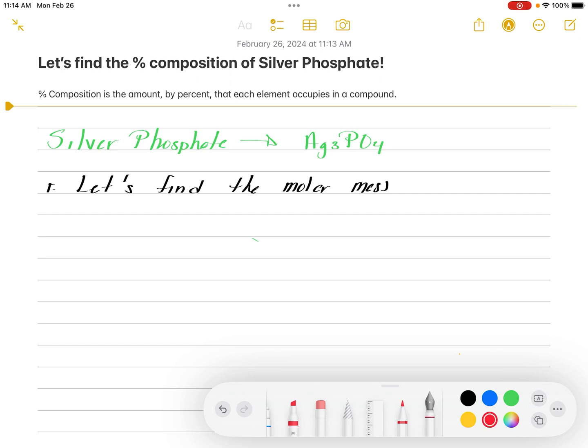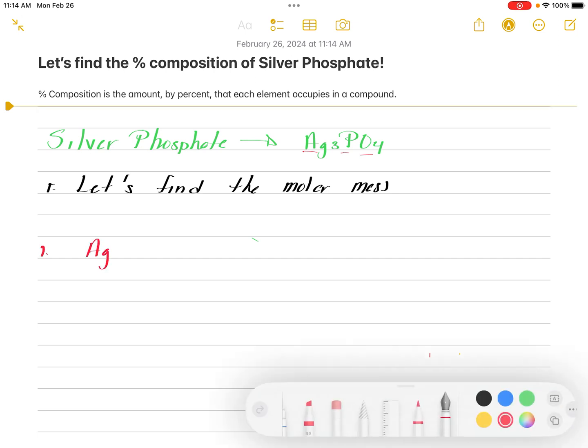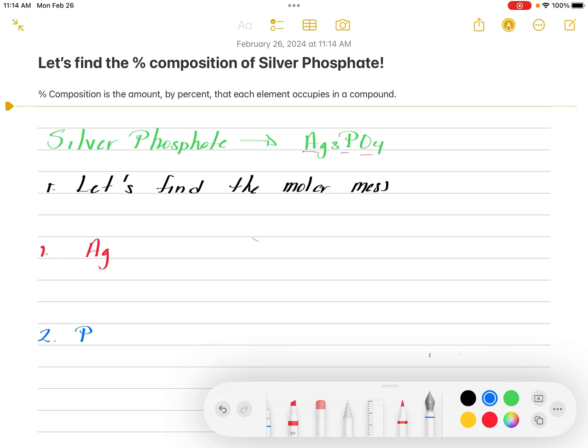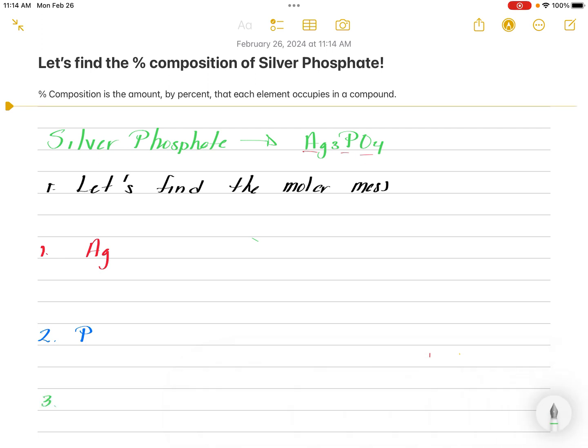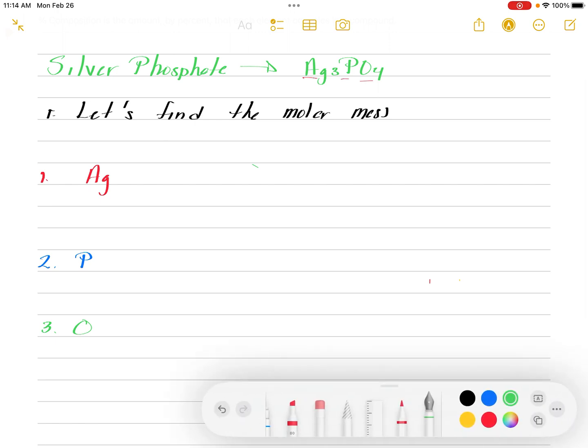So first thing in molar mass is we need to identify all the elements that are present. So element number one here that we're going to look at is going to be silver, element number two is going to be phosphorus, and element number three is going to be oxygen. So let's go ahead and start working this out.